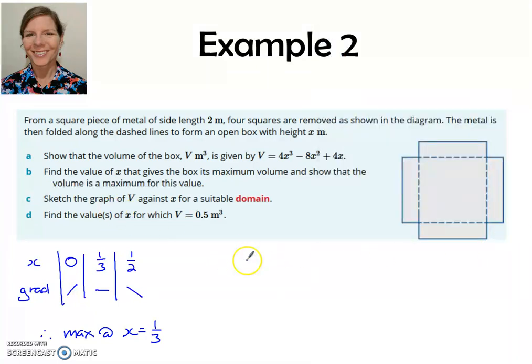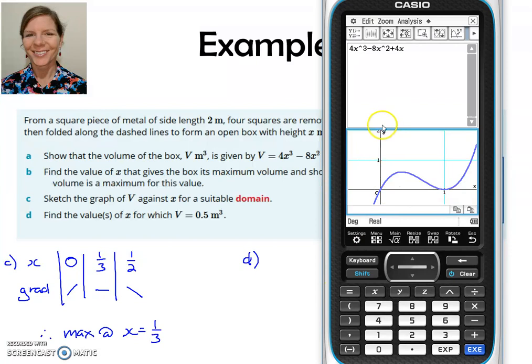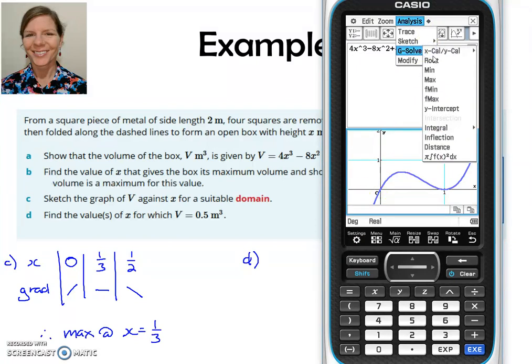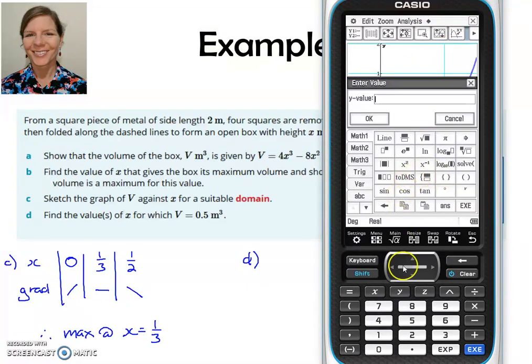The last one says find the values of x for which the volume is 0.5 meters cubed. So this one's easy to do on your calculator. Clearly you can do it by hand if you plug that in there and then solve it, but I'll do it graphically because I quite like the way you can see what's going on. So we're doing a G-Solve. We want to find the x-calc when y equals 0.5.